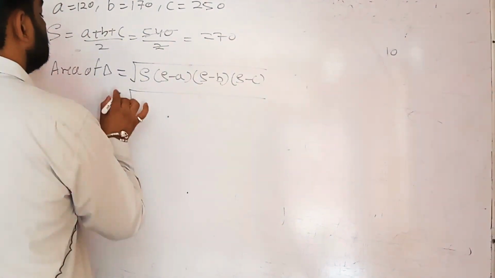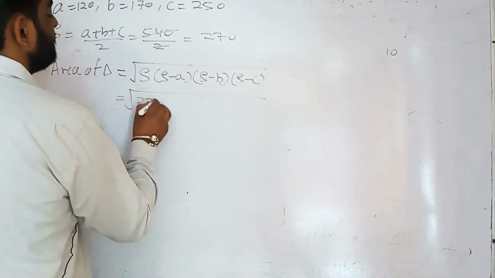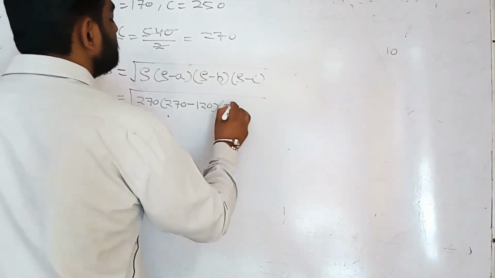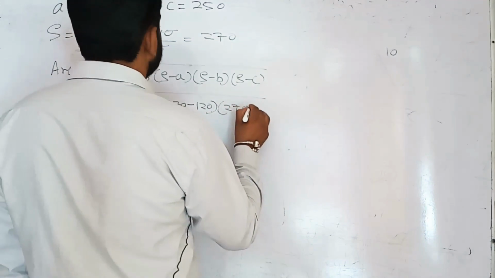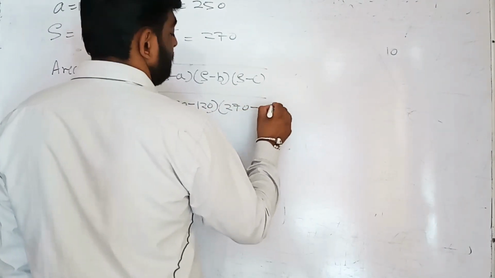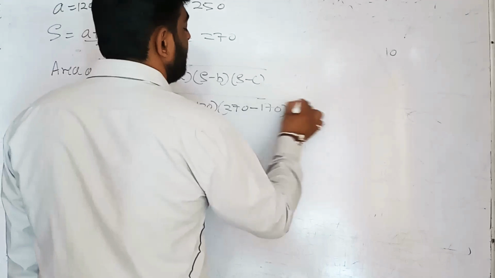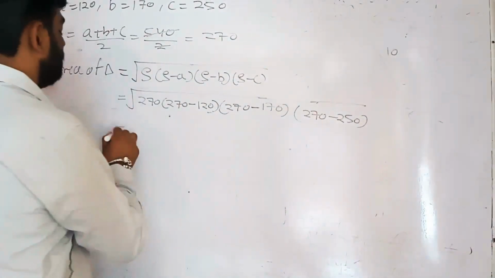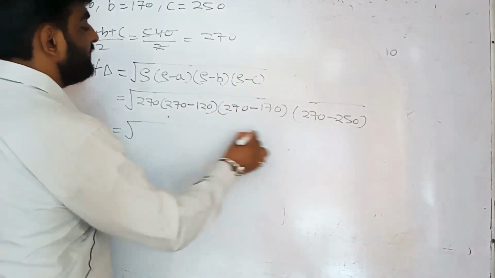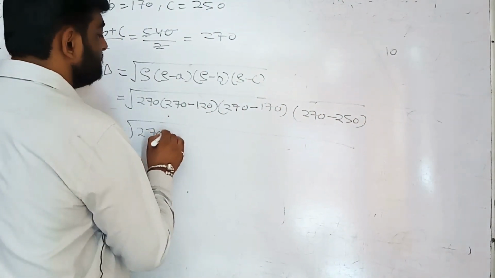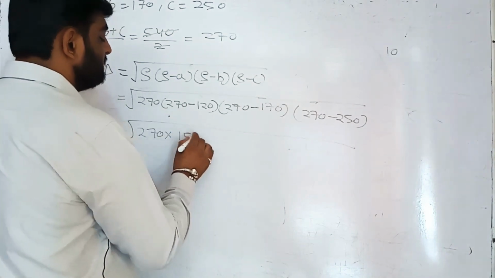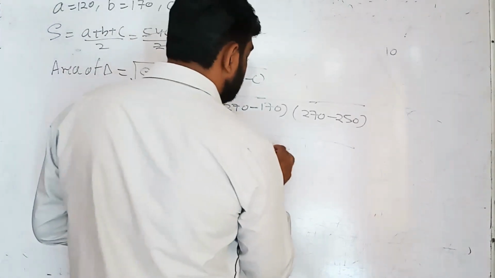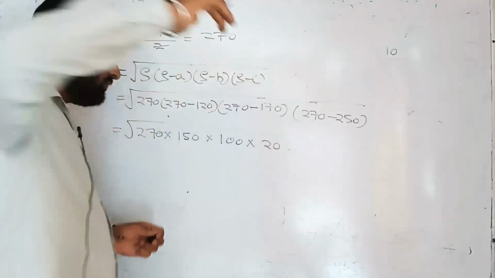That is under root S, which is 270, bracket 270 minus 120, 270 minus 170 and 270 minus 250, students. So now what is the remaining over there, students? That is 270 is remaining. If we subtracted it, 150 is remaining. Here if we subtracted it, 100. Here we subtracted it, that is 20, students.